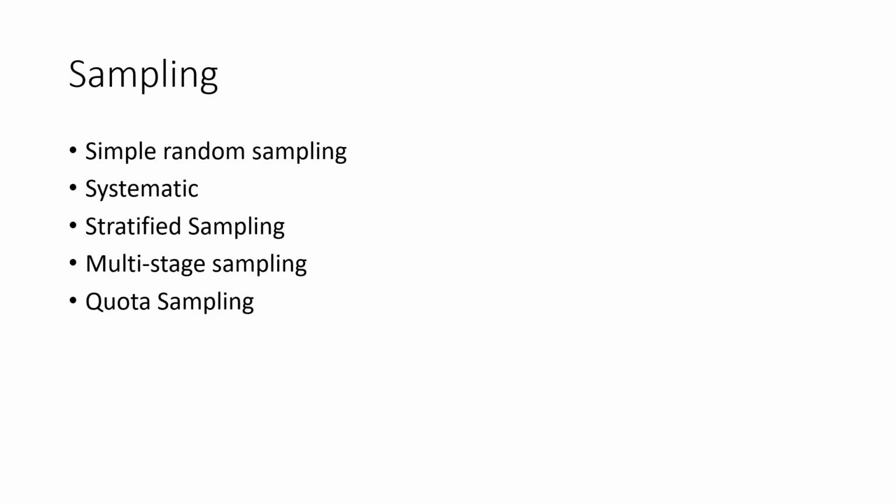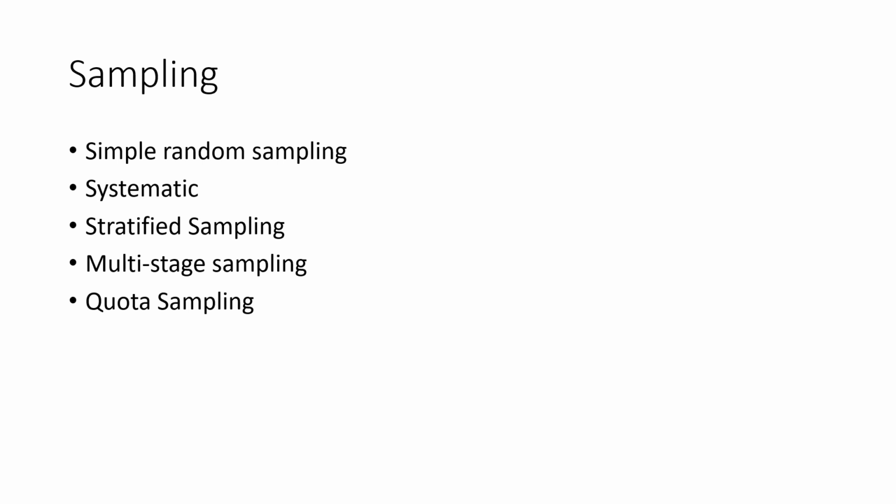Then you have to know types of sampling, types of which are simple random sampling, systematic sampling, stratified sampling, multi-stage sampling, and quota sampling.